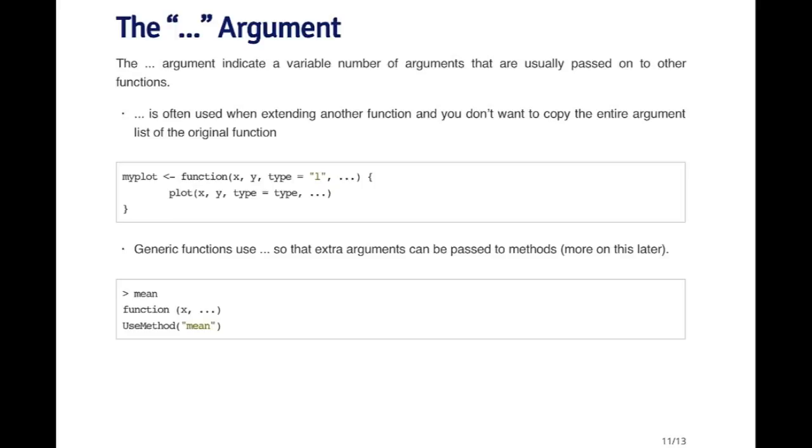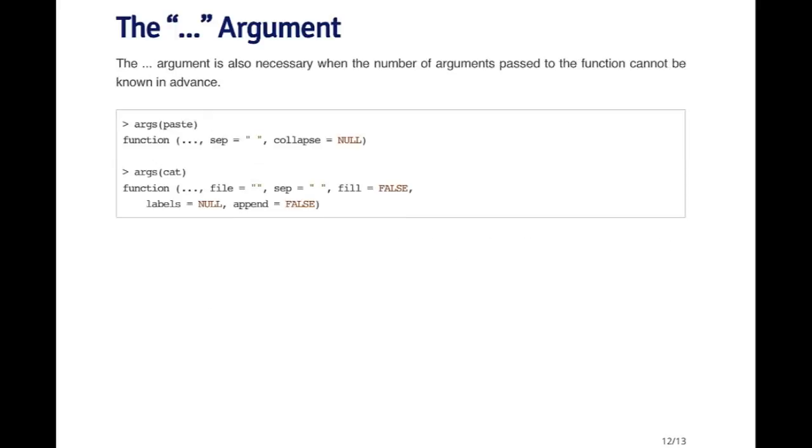There's another use of the ... argument, and it's for what are called generic functions, so that extra arguments can be passed in methods. We'll talk a lot more about this later when we talk about object-oriented programming. But the basic idea is that in R there can be special functions called generic functions which don't do anything, but what they do is dispatch methods for different types of data. And so the ... is used very heavily in this type of setup.